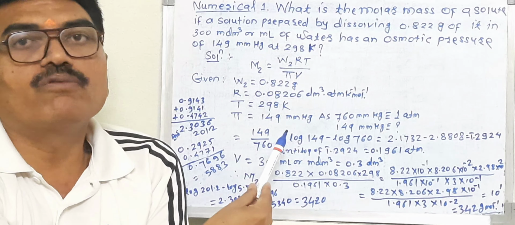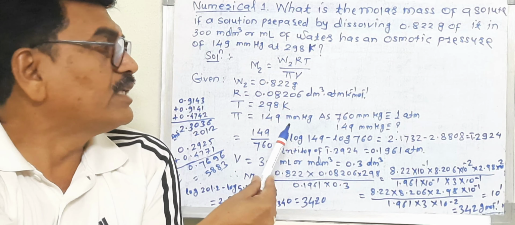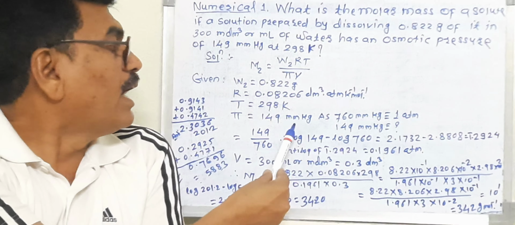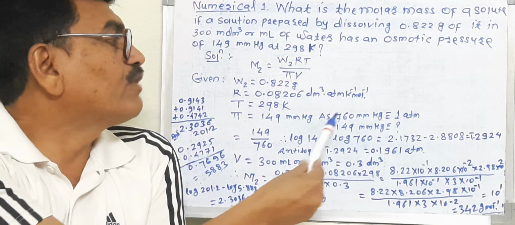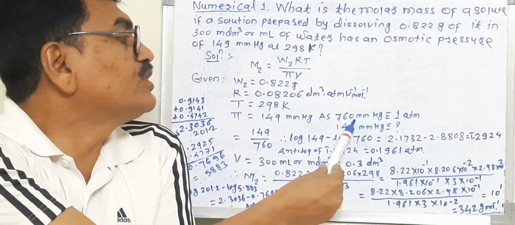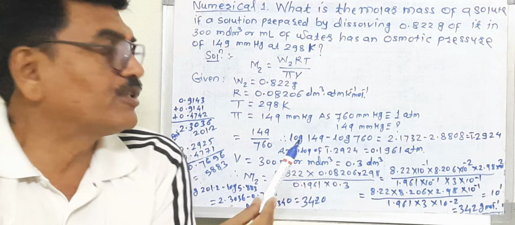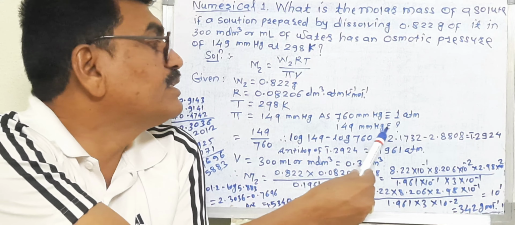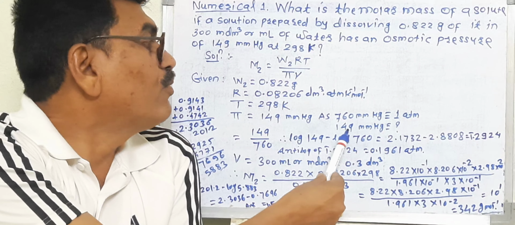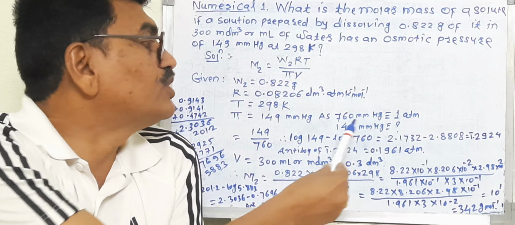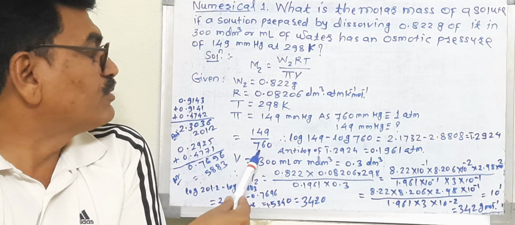So we have one conversion. The osmotic pressure is given in mmHg. How can this be converted into atmosphere? See here, 760 mmHg corresponds to 1 atmosphere. So 149 mmHg corresponds to what? By cross multiplication, we get 149 into 1 upon 760, that is 149 upon 760.